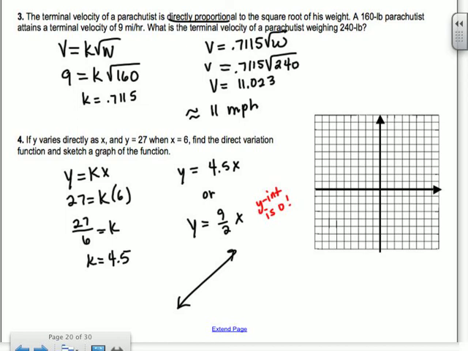All right, so I'm going to start at 0, 0. And my slope is 4.5. In other words, it's 9 over 2. So do you guys see why it's convenient to write it as a fraction? So you go up 9, right 2. So 1, 2, 3, 4, 5, 6, 7, 8, 9 over 1, 2. So it looks like that.